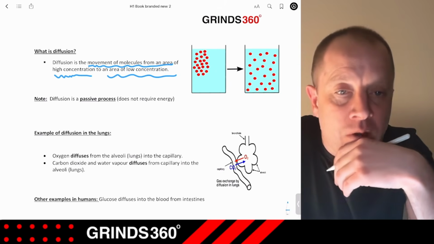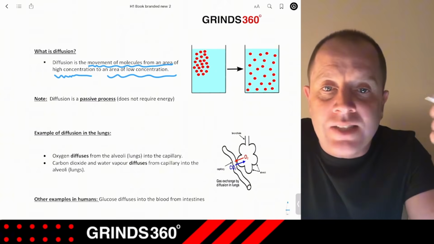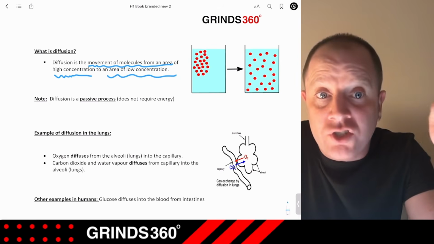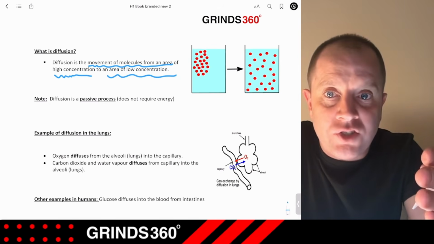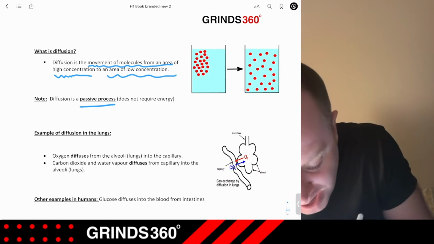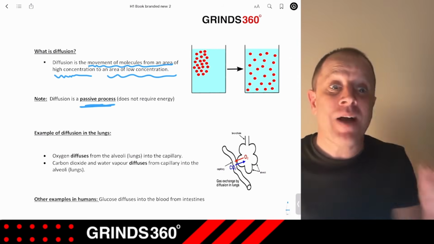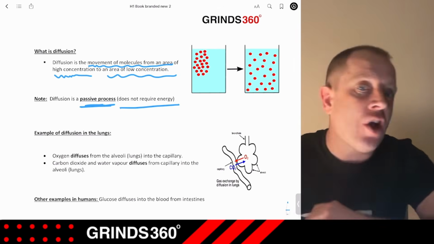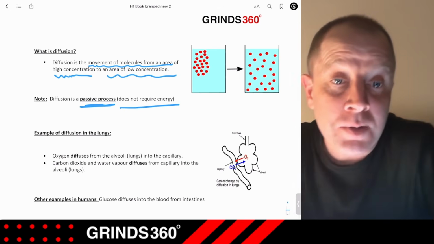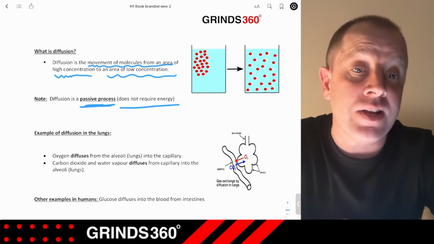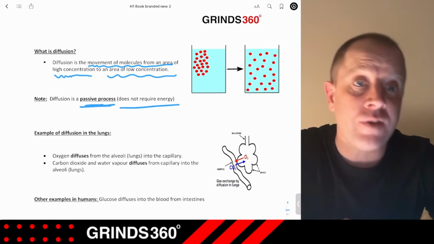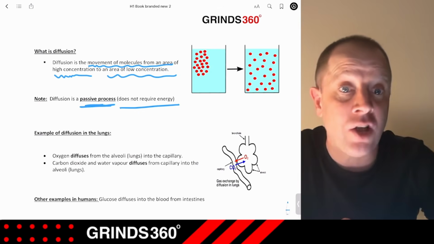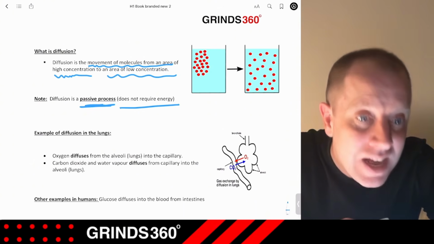So it's the movement of molecules, could be a liquid or could be a gas. It's the movement of molecules from an area of higher concentration to an area of lower concentration. Now, because they're going from a higher to a lower concentration, it's passive. Diffusion is passive, which means it does not require energy, which is good news because diffusion is occurring throughout your body right now. Molecules are going from areas of higher concentration to areas of lower concentration in and out of cells right now in your body, and it doesn't require energy. It's passive. Okay?